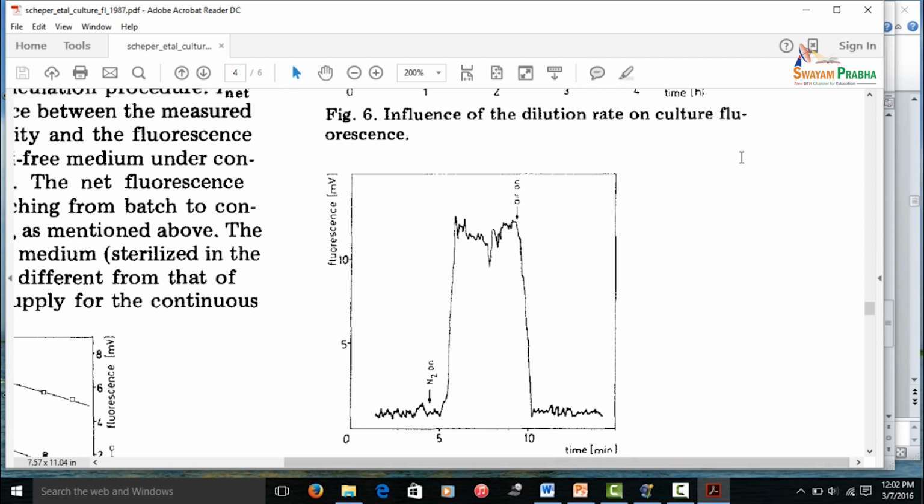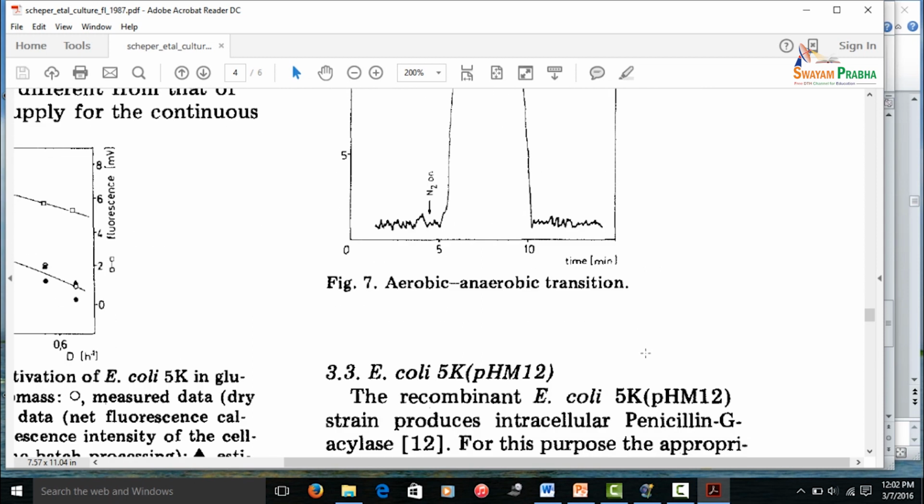That's what I had talked about earlier. You can read this paper if you are interested. For the purposes of this lecture, I think this is good enough.